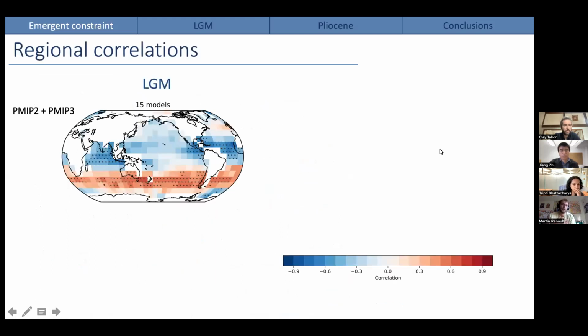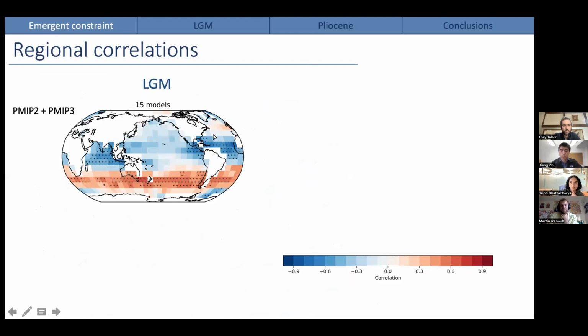And so a way of seeing how good those paleoclimates are in the emergent constraint framework is that you can build this kind of correlation map, where you look at the model temperature and how it correlates with the model climate sensitivity. So here is an example of the model sea surface temperature at the Last Glacial Maximum with the climate sensitivity of models during PMIP2 and PMIP3. And you can see that the correlation does not look so good.